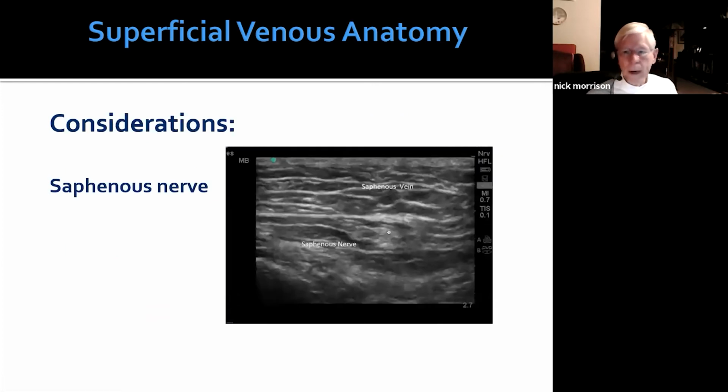Saphenous nerve is right along the vein. It's especially the lower in the leg that you go, the closer this is down in the calf. It gets closer to the vein, and it can be injured in a thermal ablation. So caution is advised when you're ablating a great saphenous vein, especially further down in the leg.